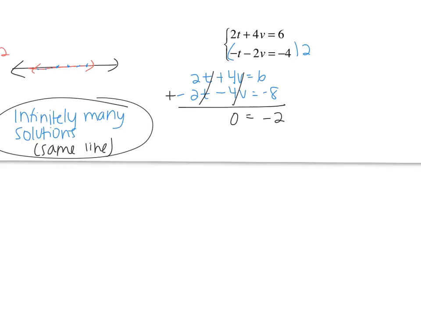Is this a true statement? Well, no. Unlike the last problem, this is not true. So this means that there is no solution. Okay, so geometrically, that means that my lines do not intersect. If the lines don't intersect, what's true about them? Well, that means that my lines are parallel.